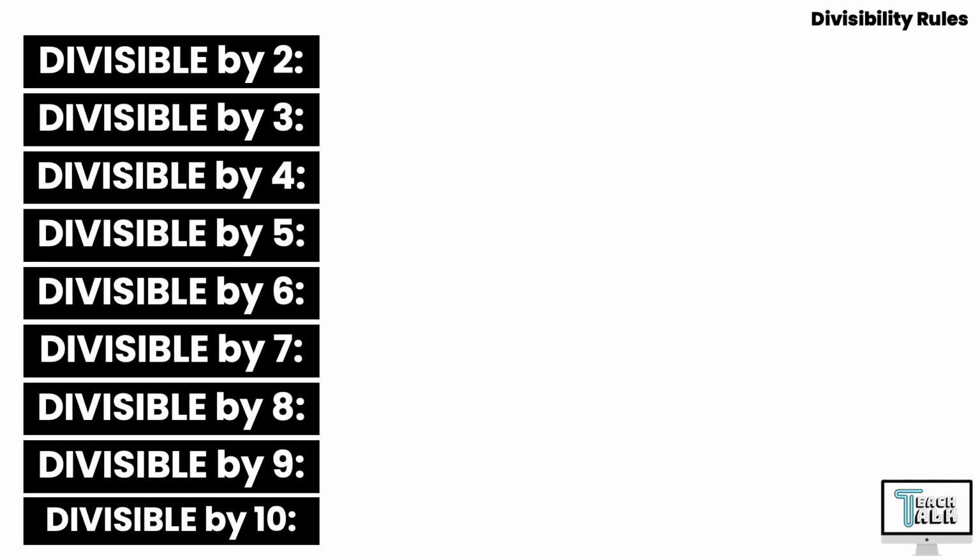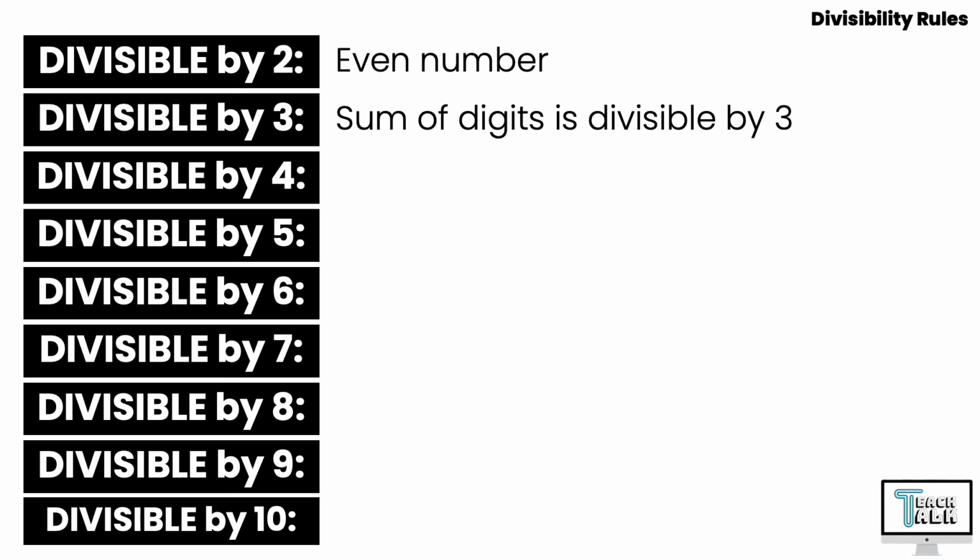Review natin guys ang ating divisibility rules from 2 to 10. Let's start with divisible by 2. Magiging divisible by 2 ang ating number if it is an even number. Kapag even number, it ends with 0, 2, 4, 6, or 8. Kapag divisible by 3 naman, dapat the sum of the digits is divisible by 3. Or pag inadd natin yung mga numbers niya, divisible by 3.